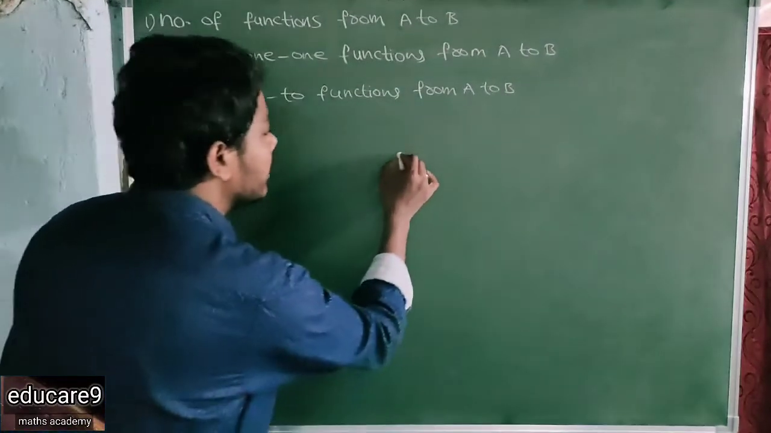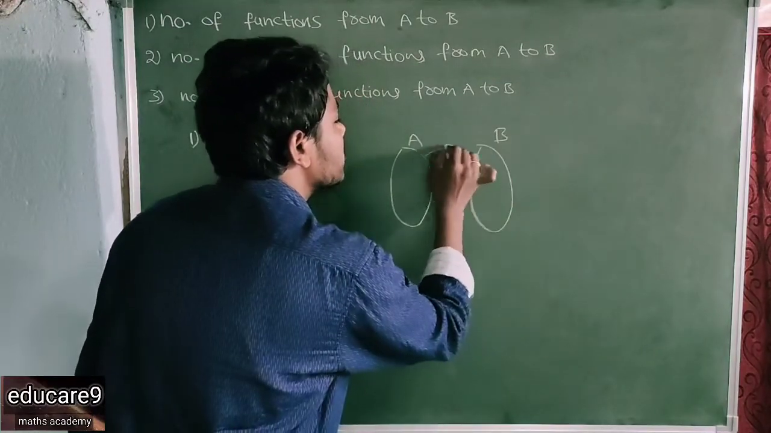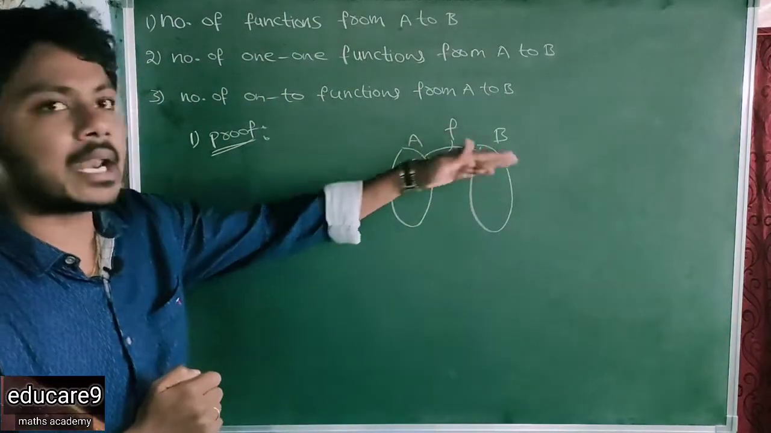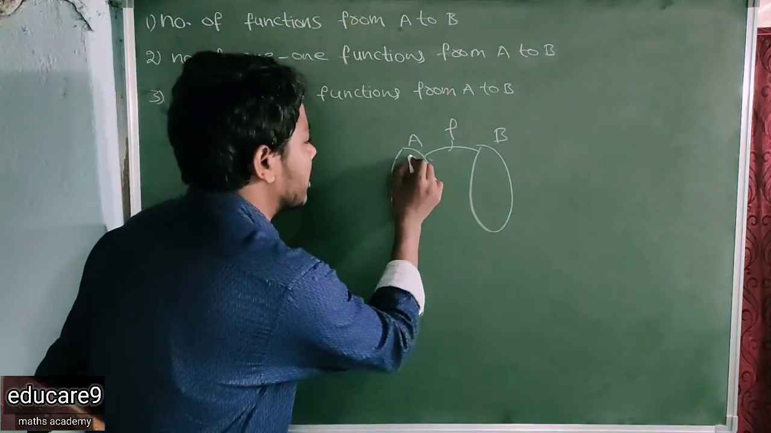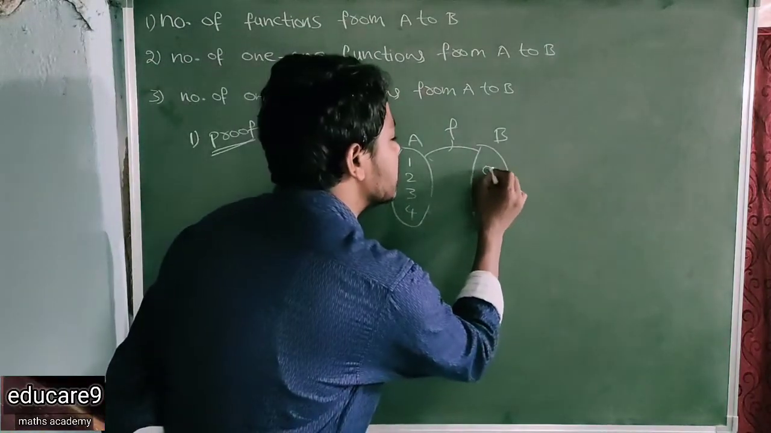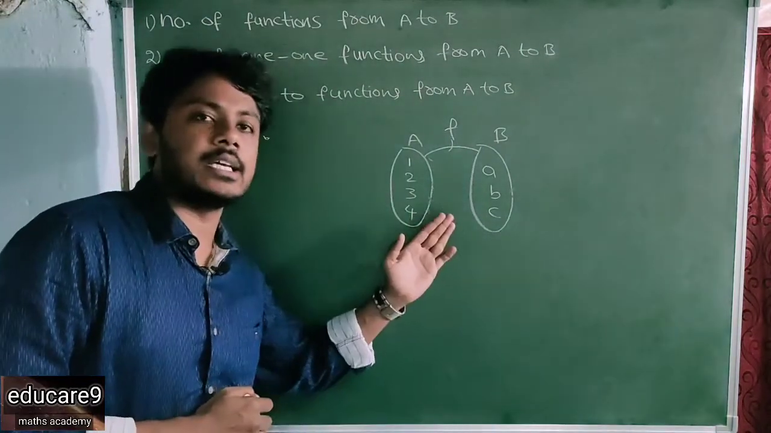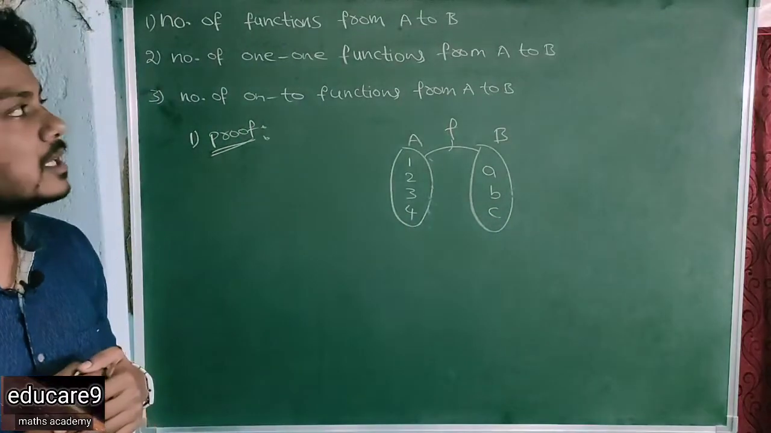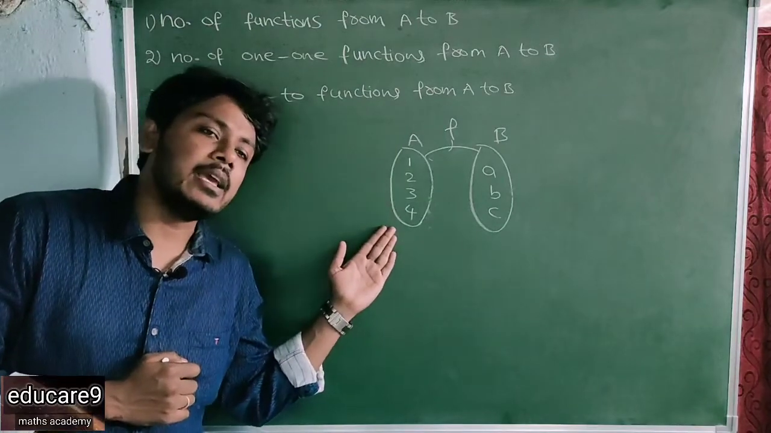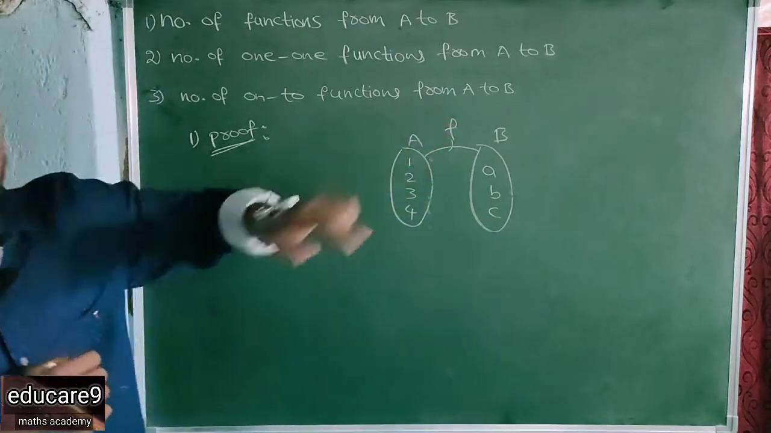For example, A is a set and B is another set. So there exists a relation F from A to B. Here both are non-empty sets. Suppose A has the elements 1, 2, 3, 4 and B has the elements A, B, C. Then we want to find the number of functions from set A to set B. So what is a function? Function means every element in A is mapped to a unique element in B. Then only F is said to be a function.